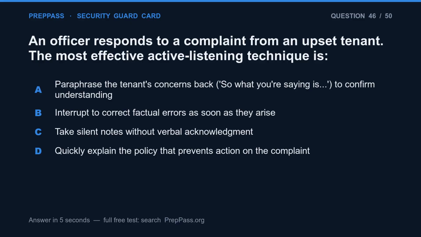Question 46. An officer responds to a complaint from an upset tenant. The most effective active listening technique is: A. Paraphrase the tenant's concerns back, "So what you're saying is," to confirm understanding. B. Interrupt to correct factual errors as soon as they arise. C. Take silent notes without verbal acknowledgement. D. Quickly explain the policy that prevents action on the complaint.